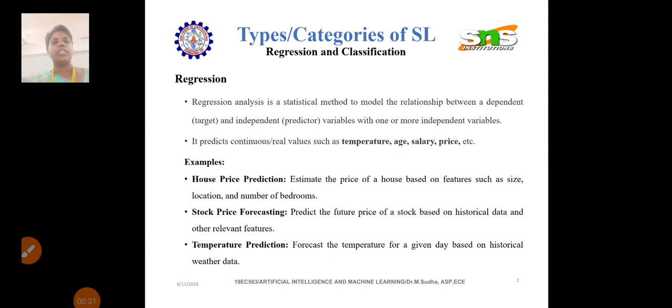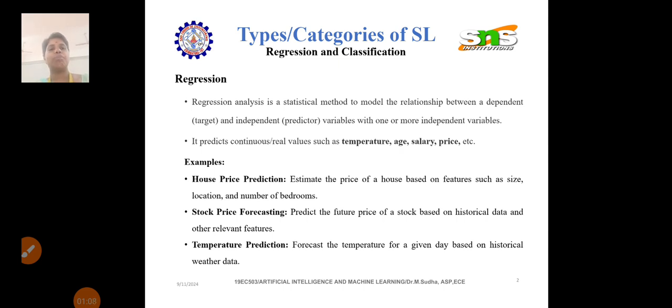Now, regression. The definition of regression analysis is a statistical method to model the relationship between a dependent variable, which is called the target, and one or more independent variables, which are called predictors. So we have one dependent variable, that is our output, and the independent variables are the supporting tools which are used to get the real outcome. It predicts continuous real values such as temperature, age, salary, price, and so on.